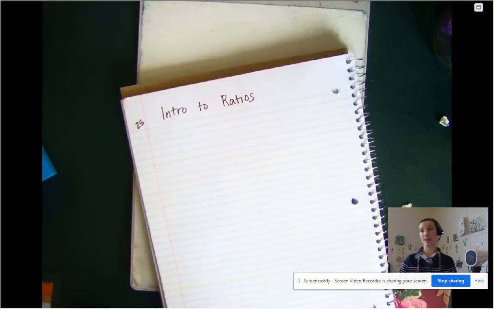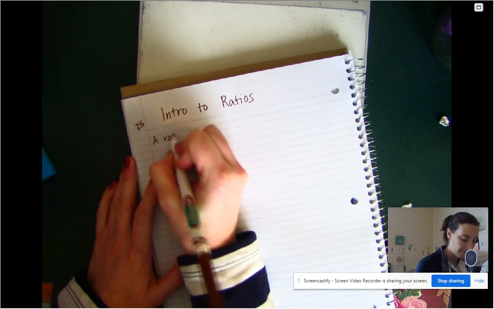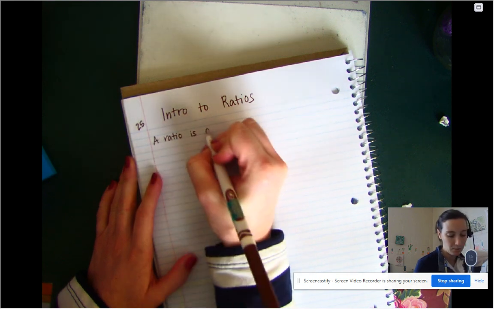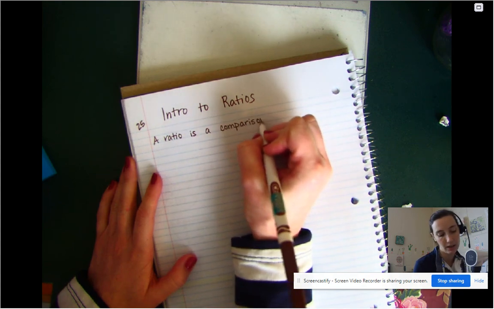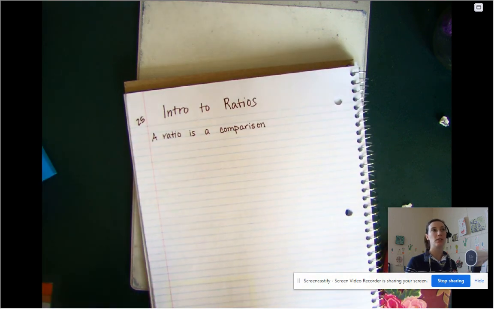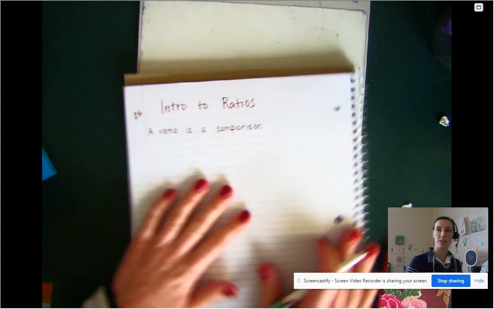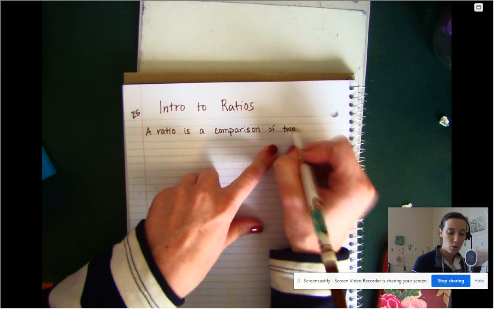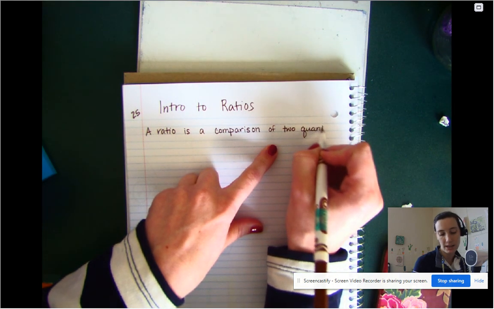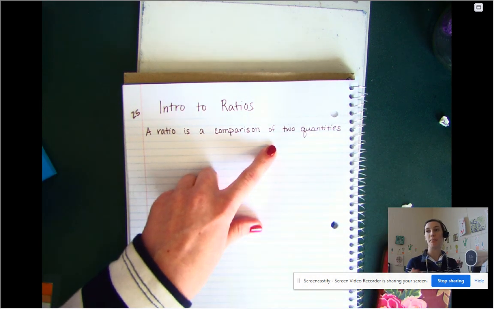Okay. So a ratio is a comparison of two quantities. Now, you're probably used to the word comparison, like when you're comparing two things or two people or two places, thinking about how they stack up against each other. Quantities might not be as familiar a word, but quantities just means numbers of things, amounts.